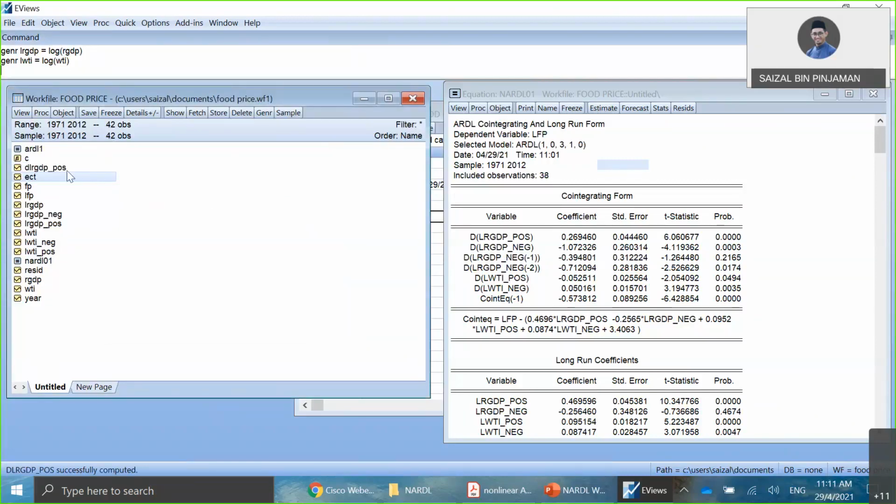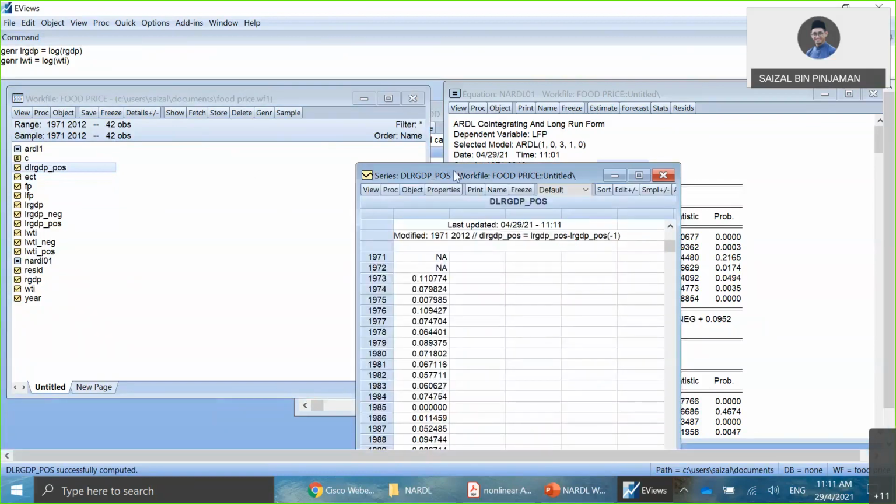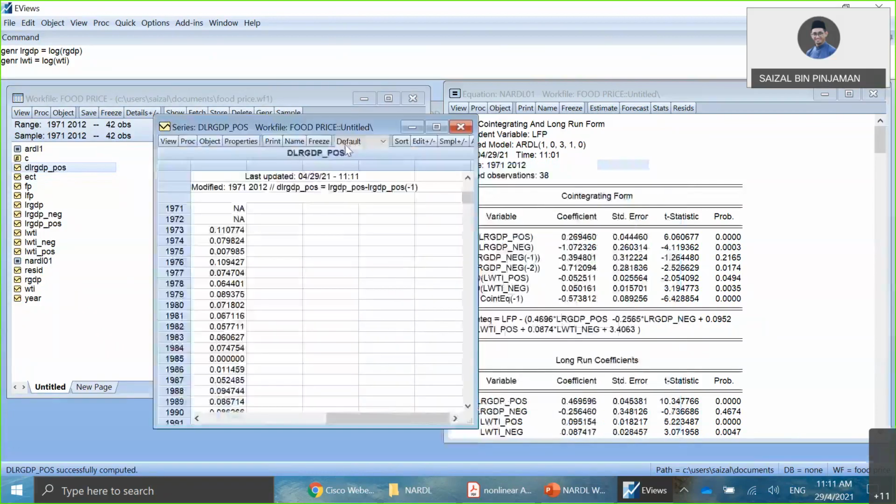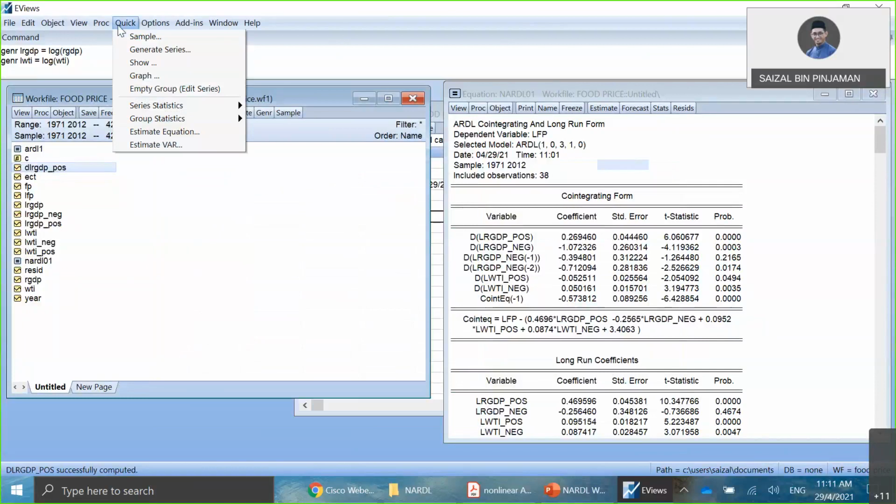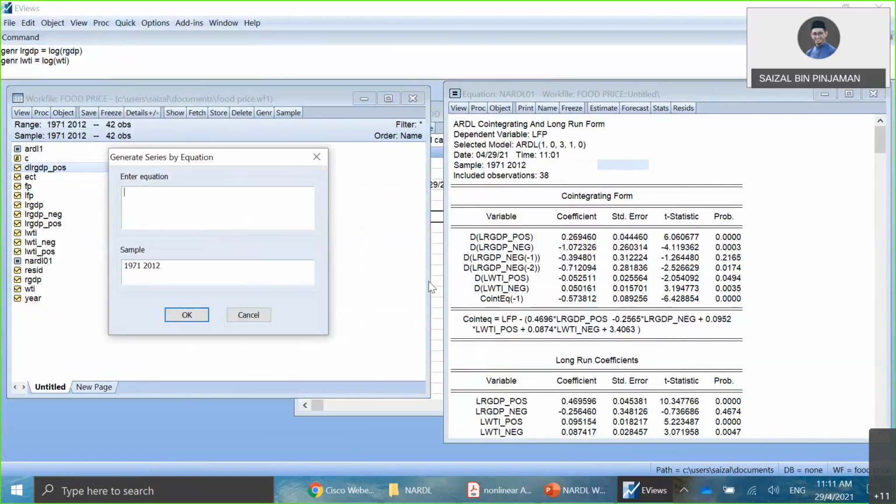So here we have the value already. Okay. So we repeat the same process for the other regressors based on this co-integrating form. DLRGDP. This is so that it will be easy for us to estimate the ECM analysis, or to conduct the ECM analysis.